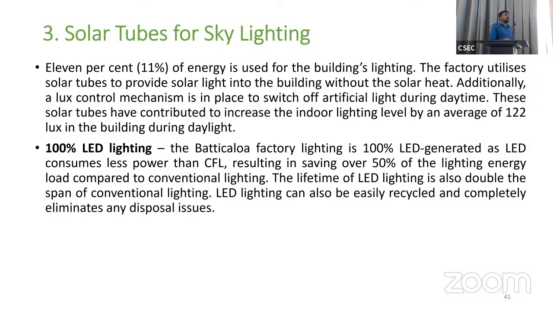These solar tubes contribute to increasing the indoor lighting level by an average of 122 lux in the building during daytime. Because of that, most of the artificial lighting can be switched off during daytime. And also the factory has 100% LED lighting. Therefore, the energy usage is low.